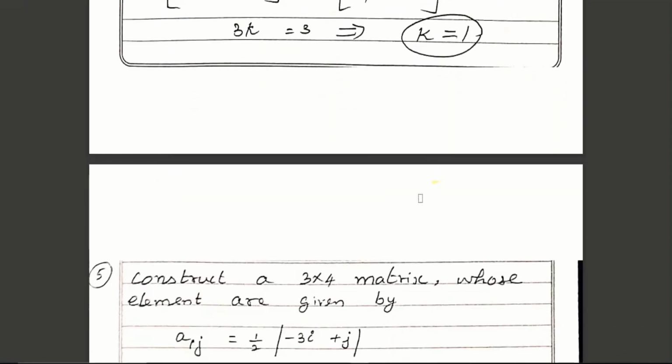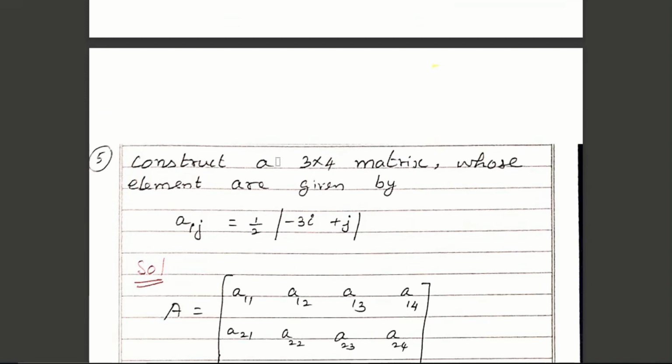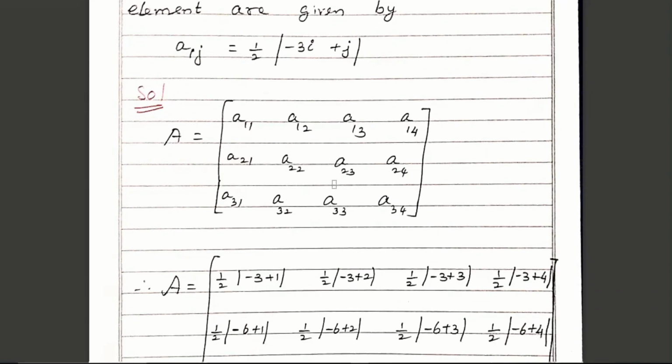Construct a 3 by 4 matrix. Now the matrix is not given, they have asked us to construct it ourselves. What does a 3 by 4 matrix mean? 3 rows, 4 columns. So this is the general form of the matrix, and how the elements will be is what is given here: aij equals half of modulus of minus 3i plus j is the condition. This is how the element will look.